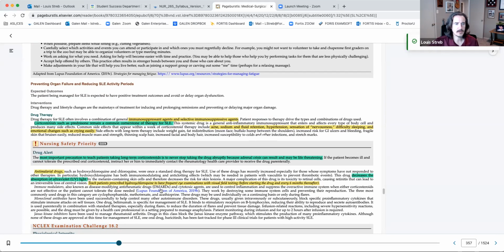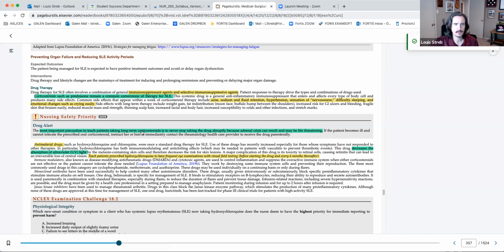The most important precaution to teach patients taking these long-term corticosteroids is to never stop taking your drugs abruptly, because it can cause that adrenal crisis. That's why I went back and said, think about your endocrine system. Think about how the pituitary gland releases ACTH and tells the adrenal glands, hey, produce more salt, sugar, steroids for our body. That's why if you stop it, it can cause your body to have this acute adrenal crisis, which can be life-threatening, and we don't want that.